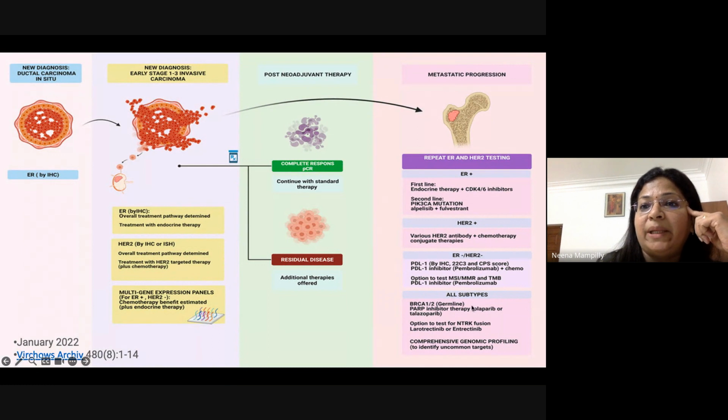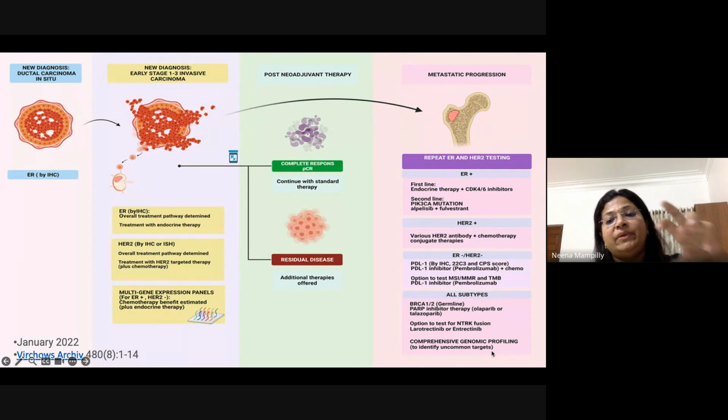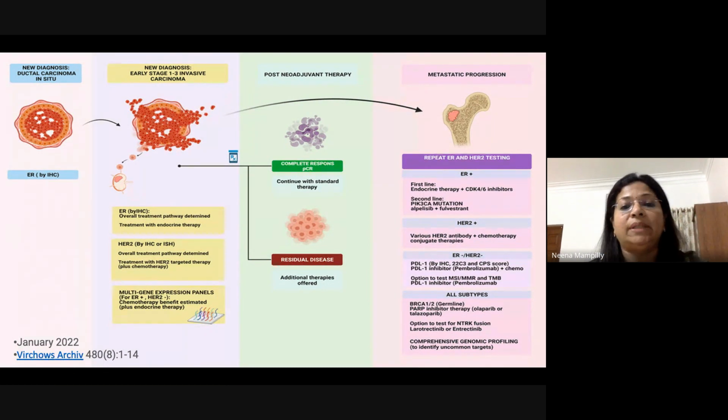All subtypes of metastatic breast cancer go for BRCA1, 2 germline mutations for PARP inhibitor therapy. And there are options to test for NTRK fusion, and they also go for comprehensive genomic profiling to identify uncommon targets. So basically, we need to know that our tissue is required for all these downstream tests.